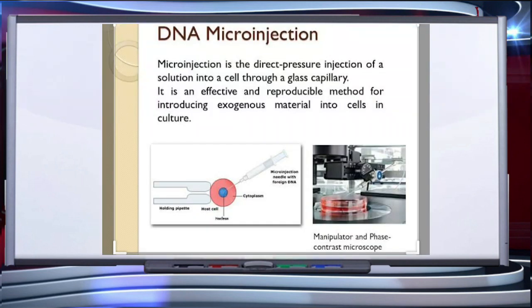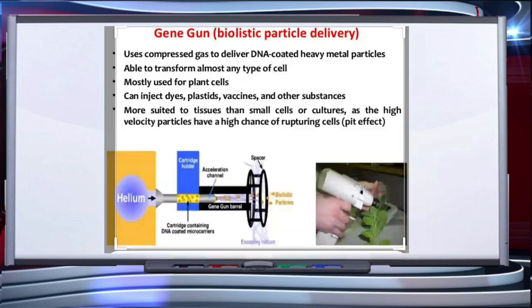The next method is the physical method. In this method, recombinant DNA is directly injected into the nucleus of an animal cell by the microinjection method. In plants, cells are bombarded with high velocity microparticles of gold or tungsten coated with DNA, called the gene gun method. And the last method is disarmed pathogen vectors. When allowed to infect the cell, they transfer the recombinant DNA into the host.